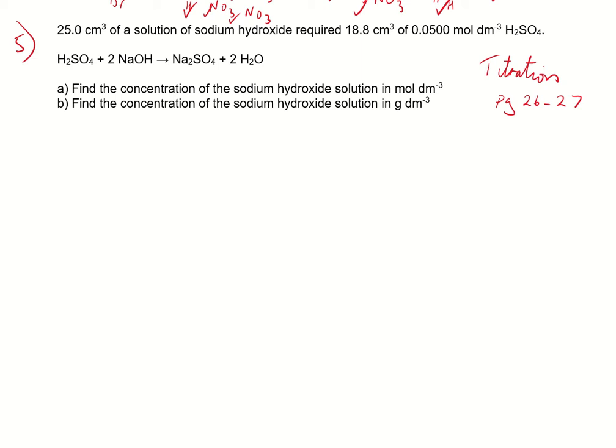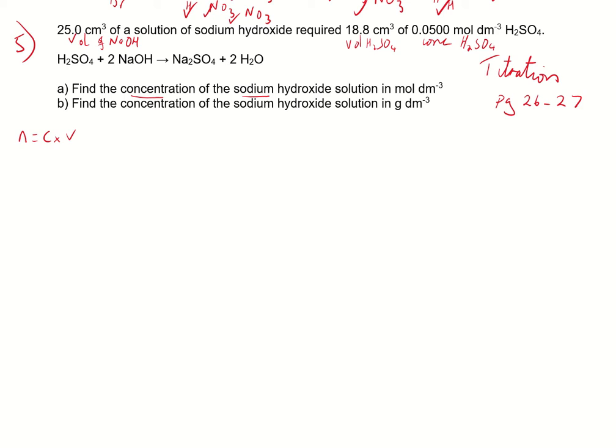Now, what am I given in the question? Well, I'm given the volume of NaOH there. I'm given a volume of H2SO4 here, and a concentration of H2SO4 there. But as we know, with n equals c times v, in order to work out the concentration of sodium hydroxide, I need the moles and the volume.